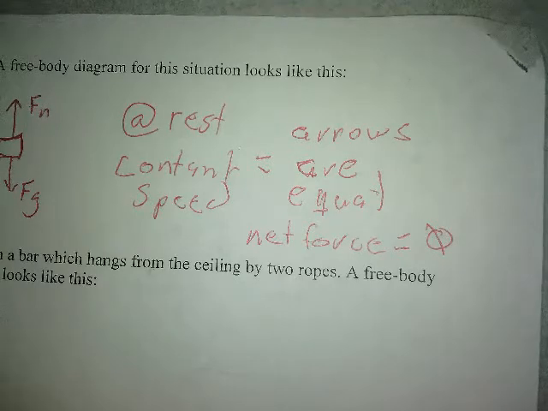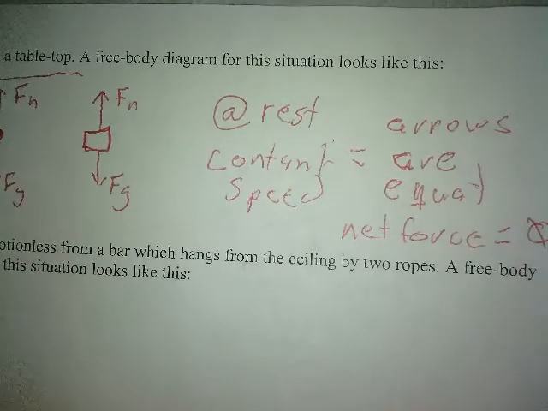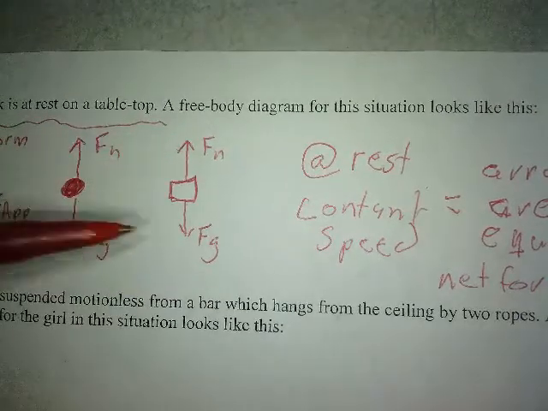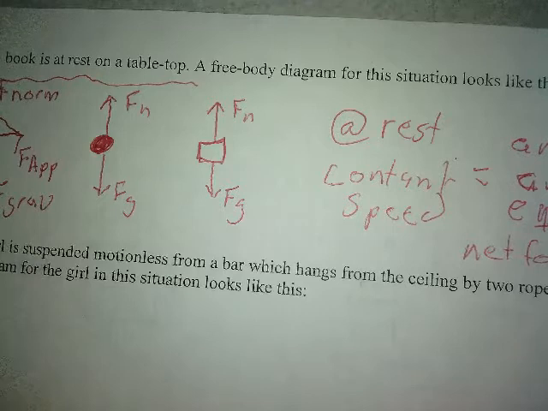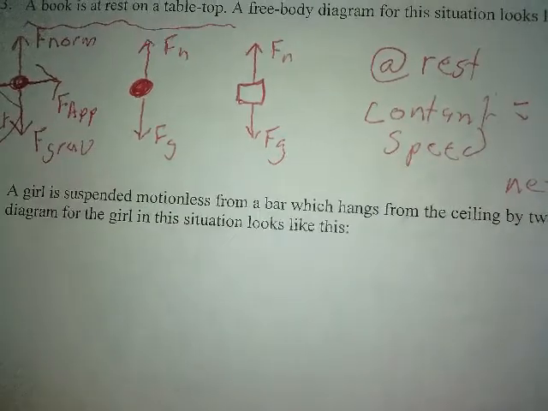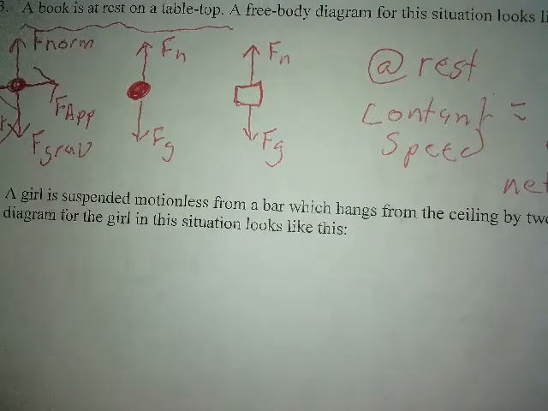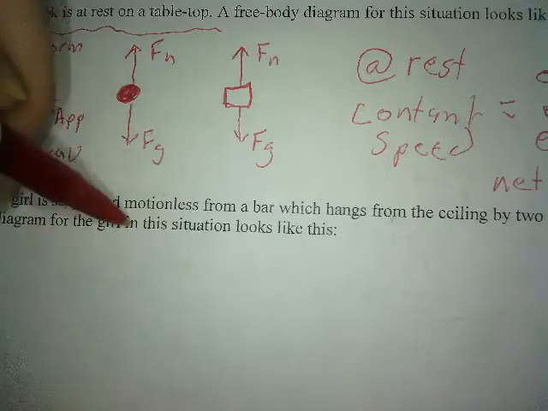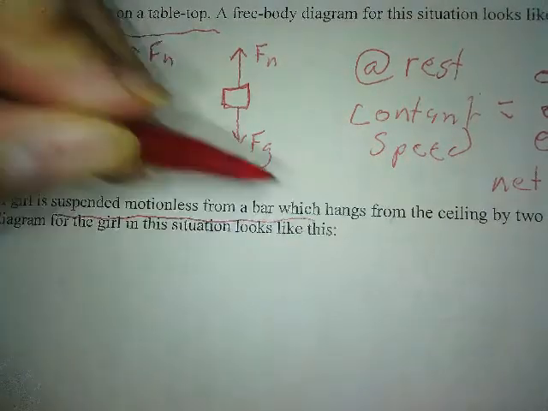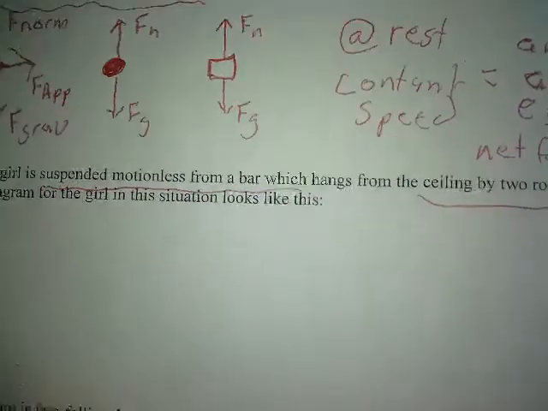Alright, for this exercise, for every one you can have normal force and force of gravity, but don't worry about that unless it's something that's actually being suspended or falling at a constant velocity. If it's being pulled rightward, leftward, then worry about horizontal arrows. So just like in this one, suspended motionless from a bar which hangs from the ceiling.